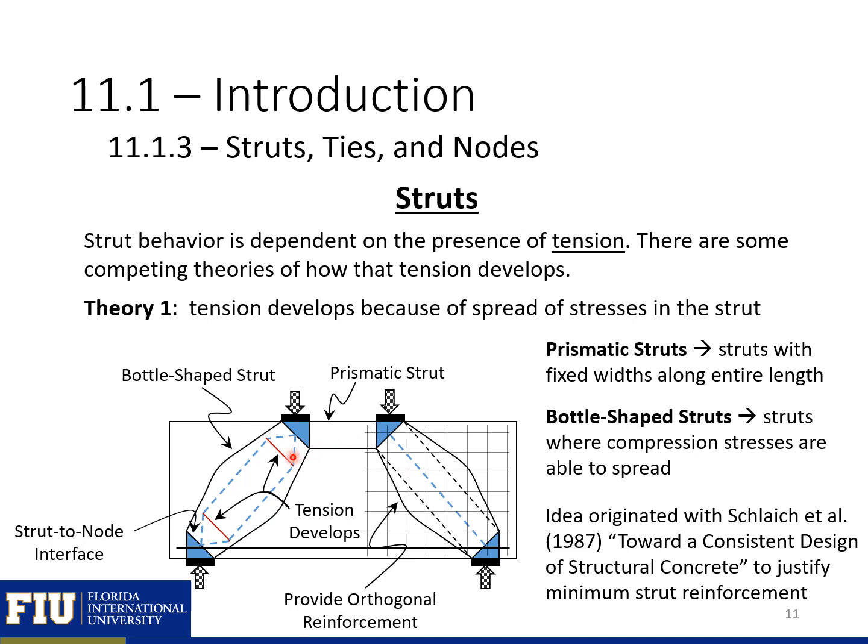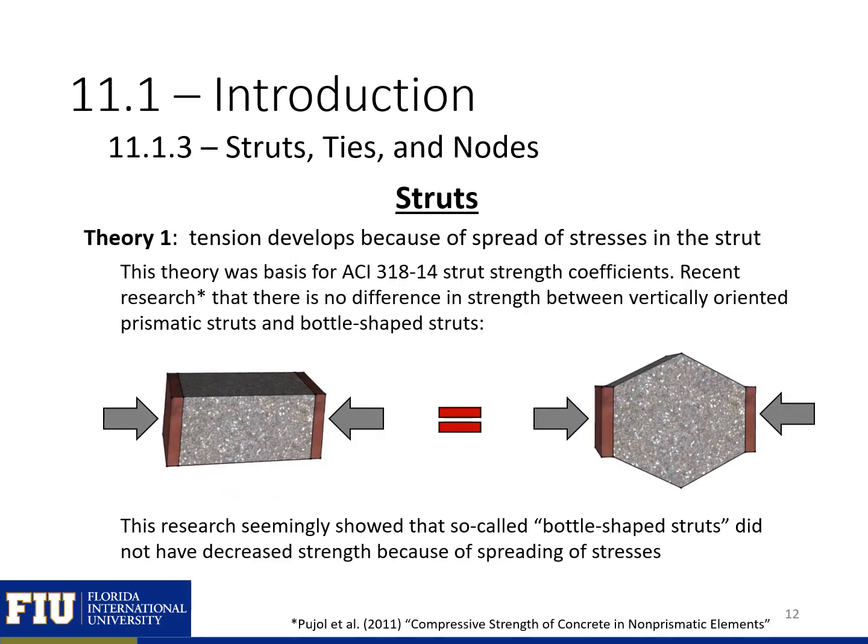There are also bottle-shaped struts, and these are struts that have a wider width at the mid-length of the strut than they do at the ends of the strut. So this means that the stresses can spread, creating some tension that develops transverse to the strut axis. The idea of the bottle-shaped strut originated with a researcher back in the 80s named Schleich, and he used this idea to justify the requirement for minimum strut reinforcement. So we need to provide orthogonal reinforcement across our strut to resist these tensile stresses. This theory was the basis for the ACI 318-14 strut strength coefficients and the coefficients prior to 2014 as well.